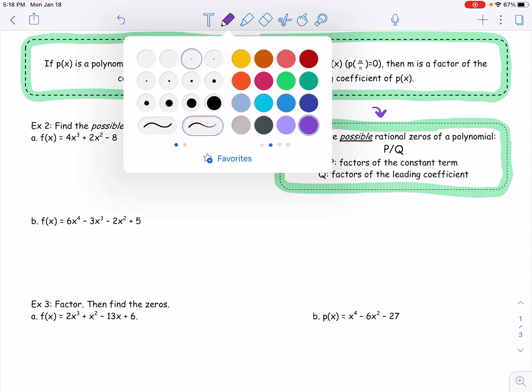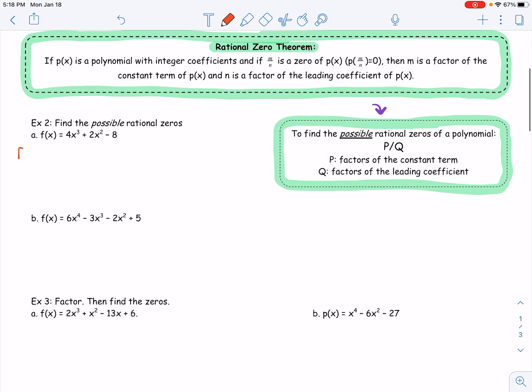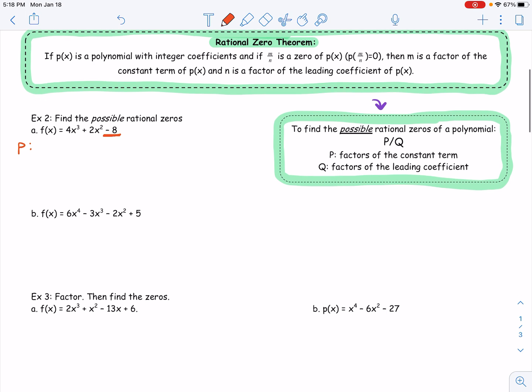So here we go. P. I'm going to make a little list. So P are going to be the factors of -8. So what are the factors of -8? Well, we have +1 and -8 or -1 and +8. So that means I have a plus or minus 1 and 8. Other factors of -8 are a +2 and a -4 or a -2 and a +4. So that means I also have a plus or minus 2 and a plus or minus 4.